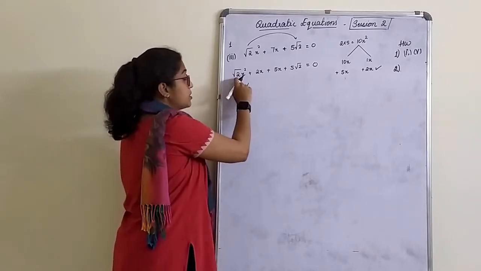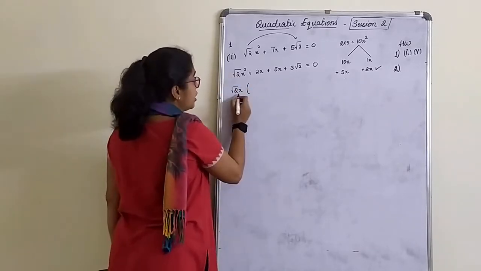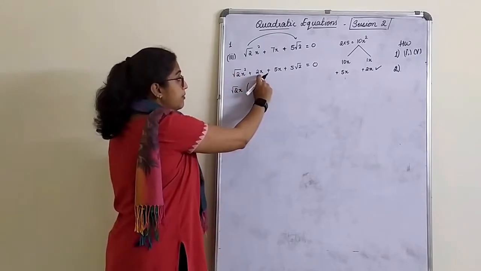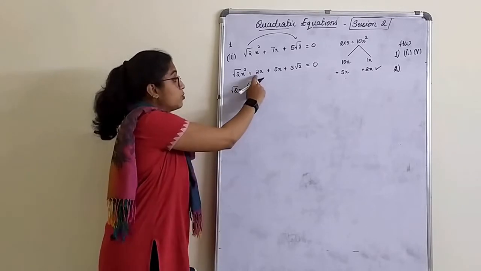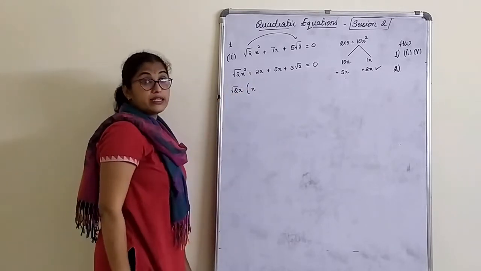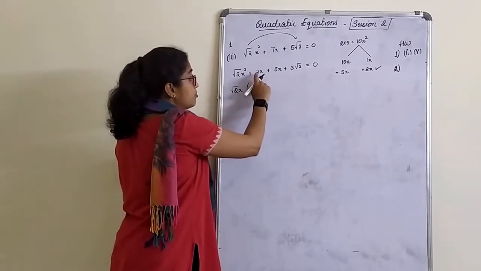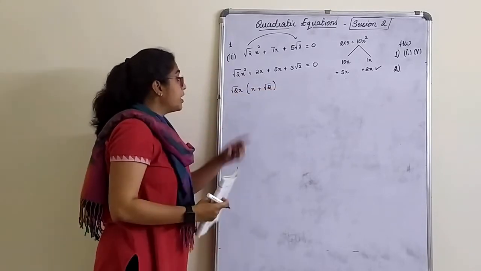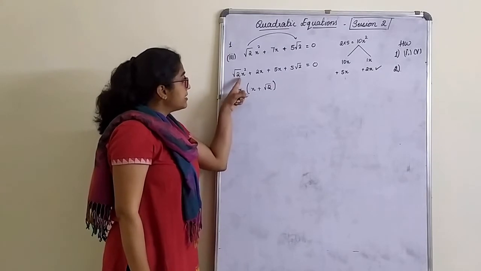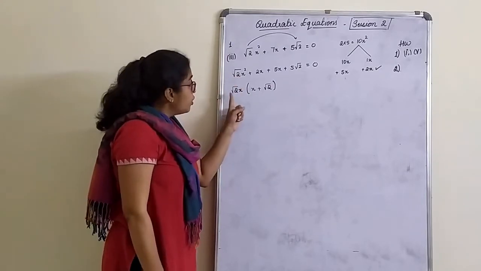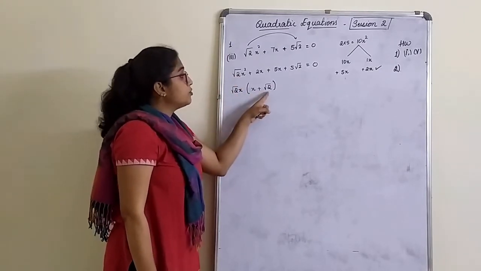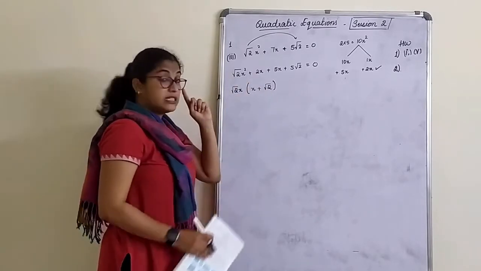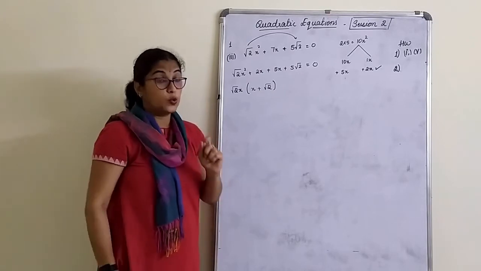Very few sums where in case root is involved. Root 2x into x will give you root 2x square. But I want only 2x here. I have root 2x. What should I do? How to get 2? Plus root 2. Why? Root 2x into x is root 2x square. Root 2x into root 2 is root 2 into root 2, which is 2. Right? So that's the trick what you have to remember in the root sum.